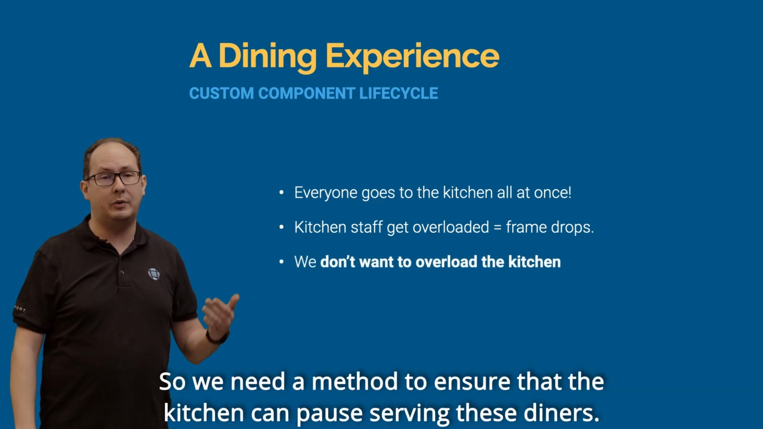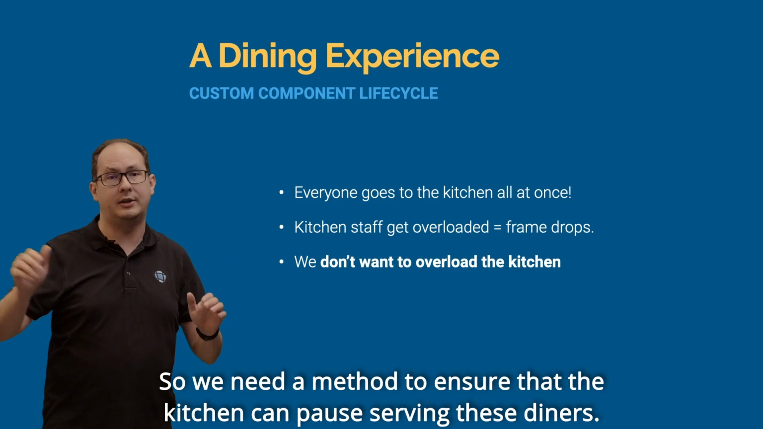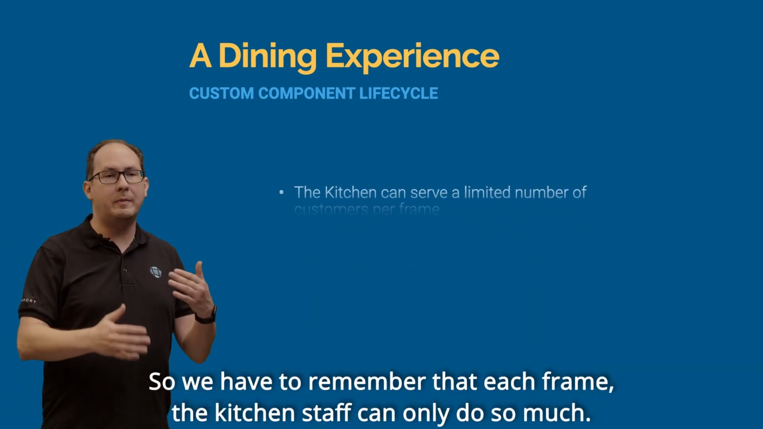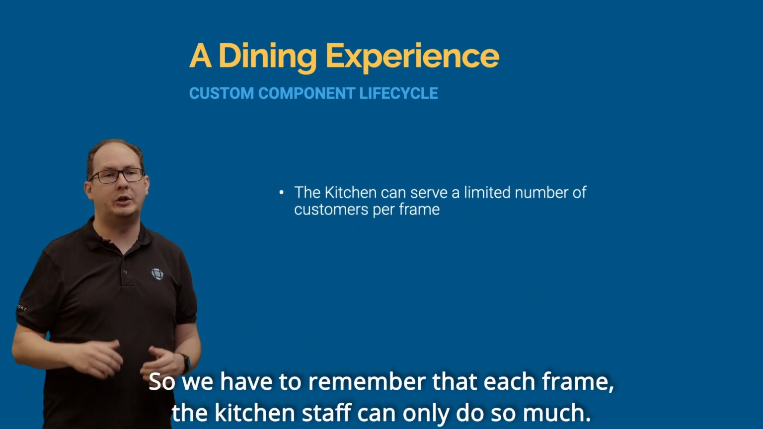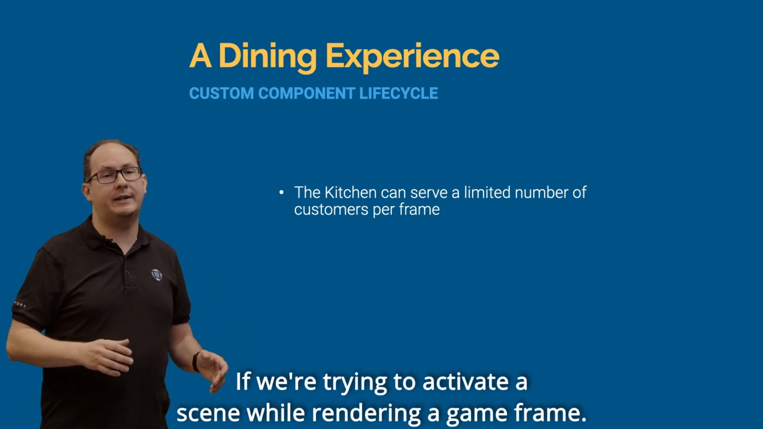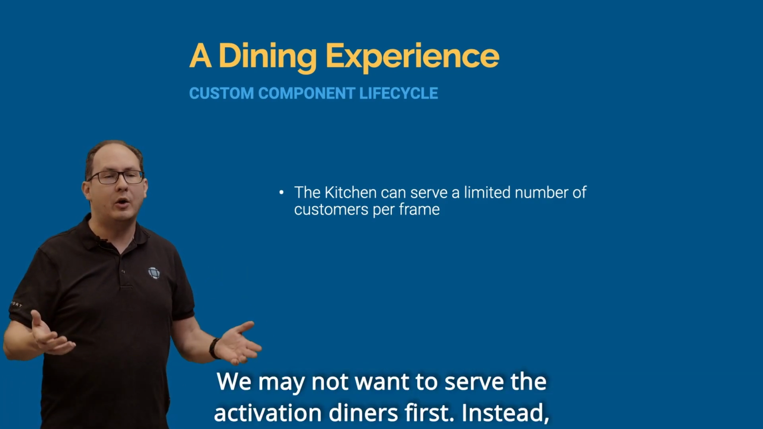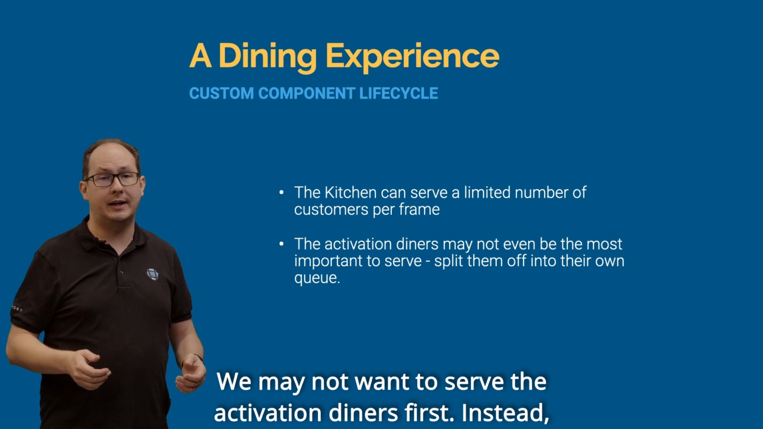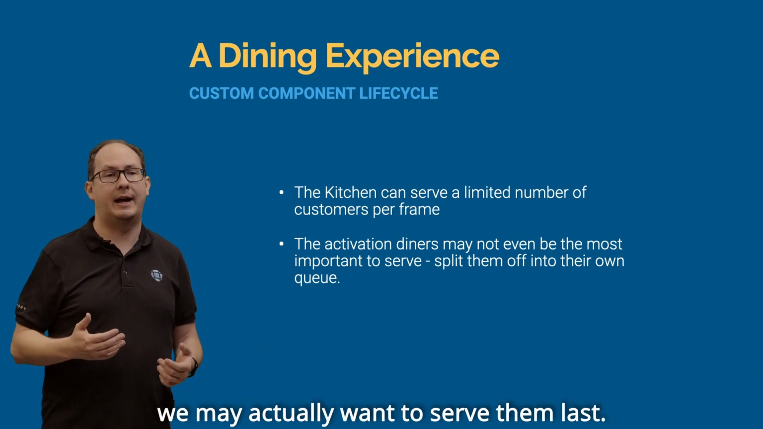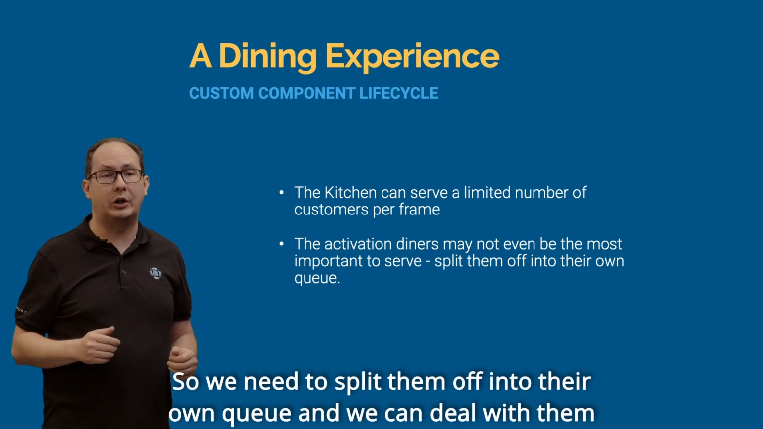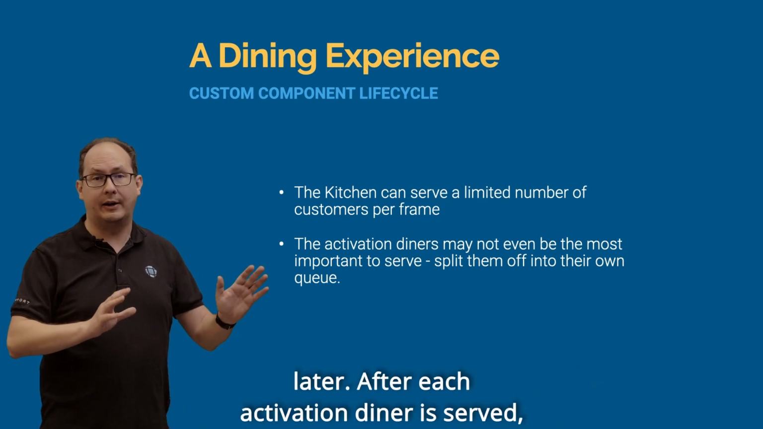So we need a method to ensure that the kitchen can pause serving these diners. We have to remember that each frame the kitchen staff can only do so much. If we're trying to activate a scene while rendering a game frame, we may not want to serve the activation diners first. Instead, we may actually want to serve them last. So we need to split them off into their own queue, and we can deal with them later.